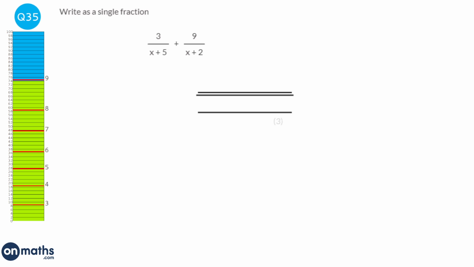Now with algebra, we've got some algebra here, but the process is exactly the same. We're going to times the left hand fraction by the x plus 2 and the right hand fraction by the x plus 5. So we're going to times the left hand fraction by the x plus 2 first, so 3 brackets x plus 2, and that's going to be over, and we're going to times the denominator also, the x plus 5, by the x plus 2.